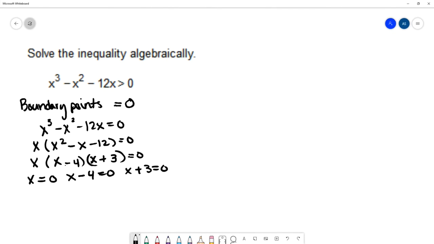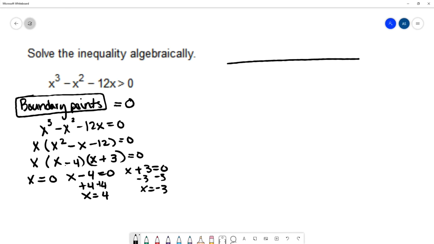So x equals 0 gives me one value, x equals 0. I add 4 to both sides and get x equals 4. On the equation x plus 3 equals 0, I would subtract 3 and get x equals negative 3. So you can think of these as boundary points, or if you're thinking of it graphically, these would be x-intercepts.